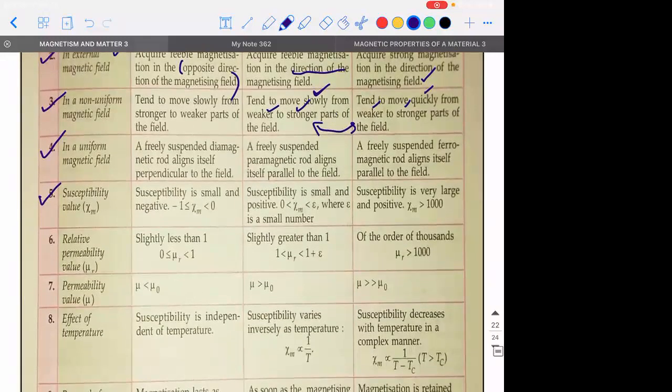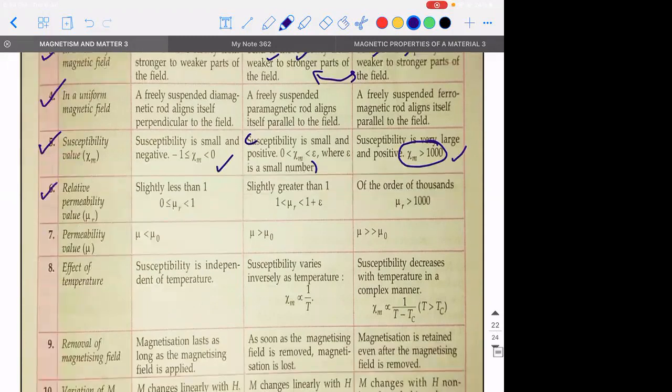With respect to a diamagnetic substance, the susceptibility is negative because it is not vulnerable to get magnetized at all. It is not interested in getting magnetized. Whereas for a paramagnetic substance, the susceptibility is a small number. But for a ferromagnetic substance, it is greater than 1000. It is that high.